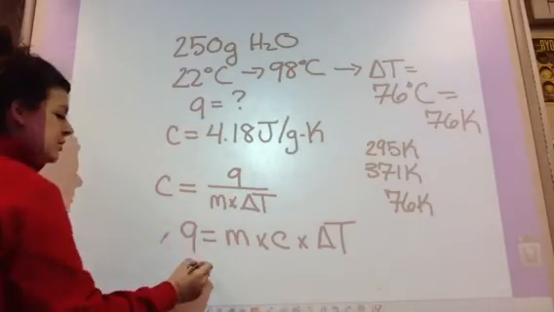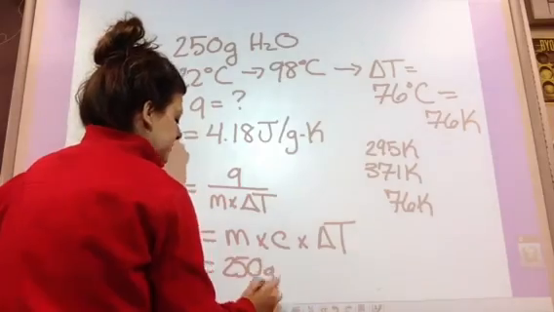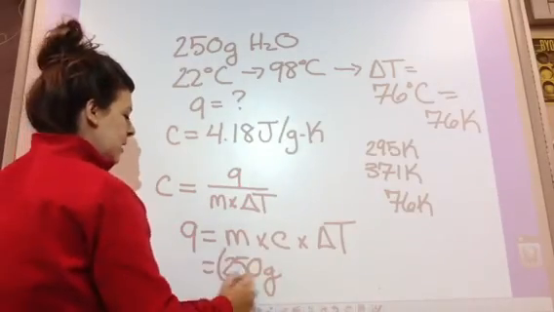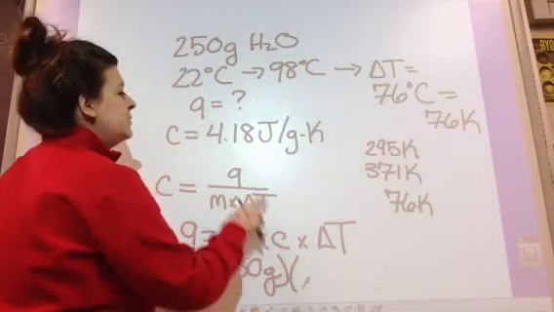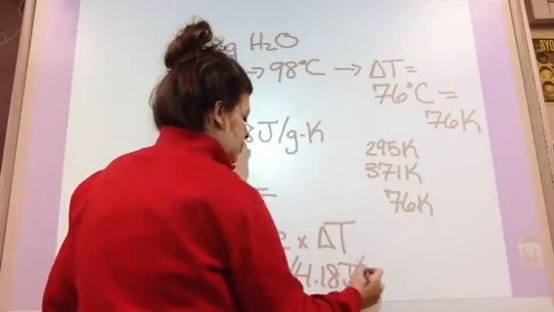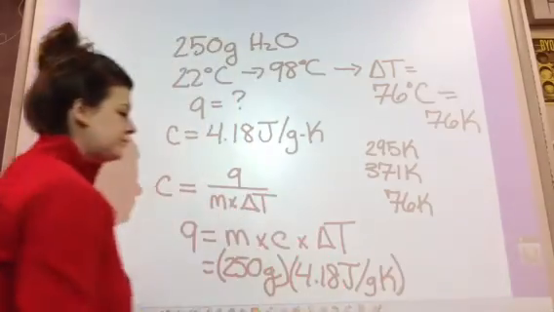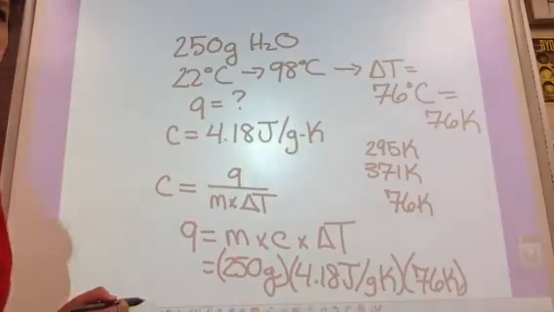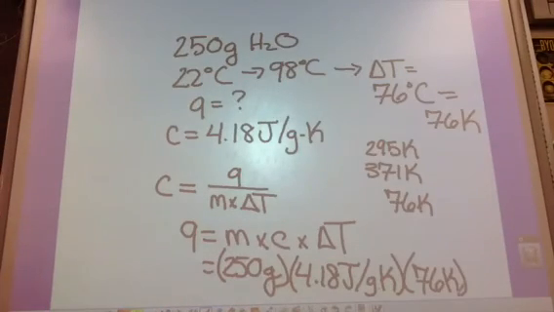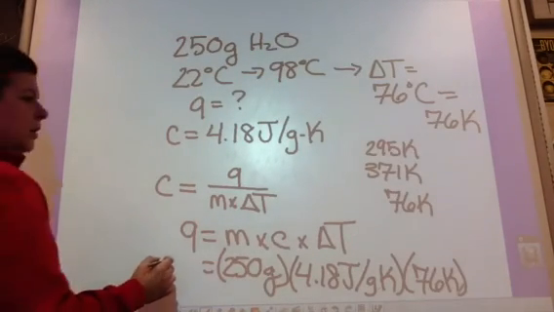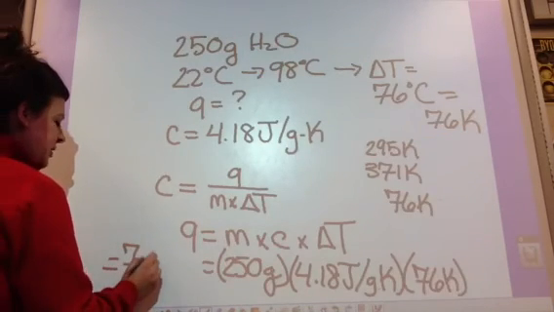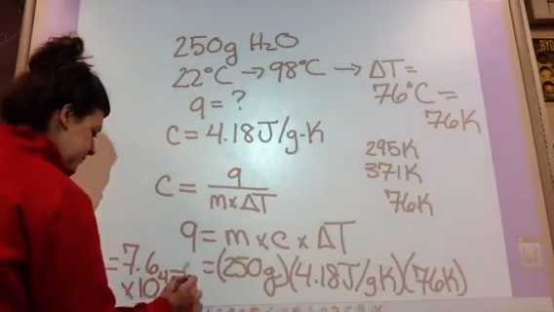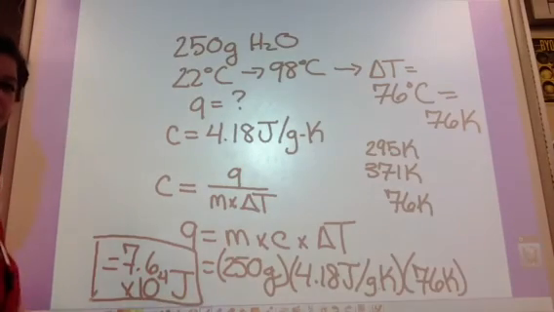So now let's plug this stuff in. Q equals mass, which is 250 grams. This stays grams because my specific heat unit has grams here, so that's why we're not converting that to kilograms. So I have 250 grams times C, which was 4.18 joules per gram Kelvin, times change in temperature, which will be 76 Kelvin. And if I multiply all those together, we are going to get a heat of 7.6 times 10 to the 4th joules.